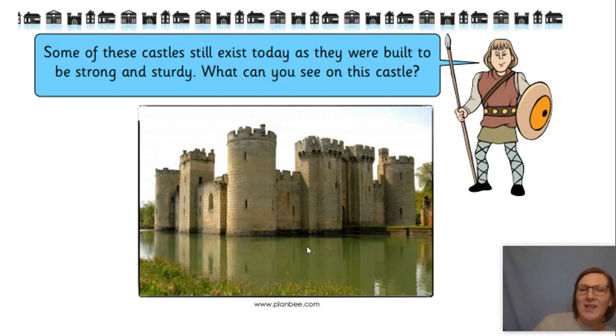And what can you see on this castle? I can see turrets. That means it goes up and down. And this water around the castle was called a moat. And that was there to protect the castle, to stop invaders trying to get into the castle and steal all the things out of there, because they would have to swim across the moat to get to the castle.